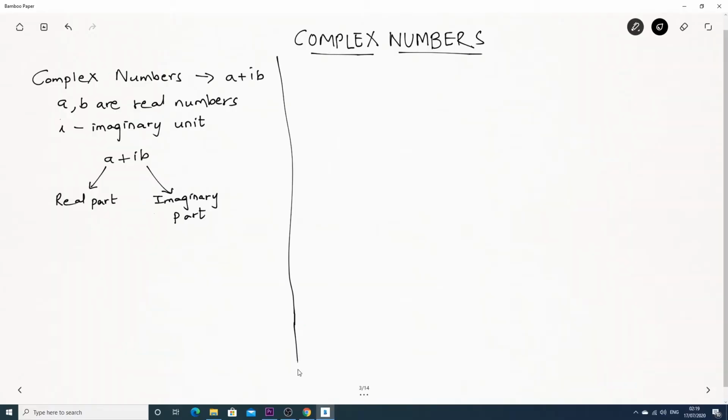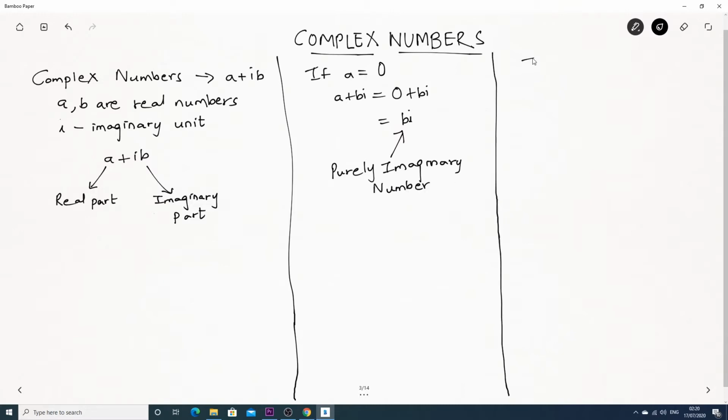So let me try something interesting here. Let me take the value of a or b or even both a and b as 0 and see what all numbers do we get. So let me first take a equal to 0. If a is equal to 0, you'll notice that the real part a becomes 0 and what we are left with is only the imaginary part. Such a number is known as a purely imaginary number or a purely imaginary complex number.